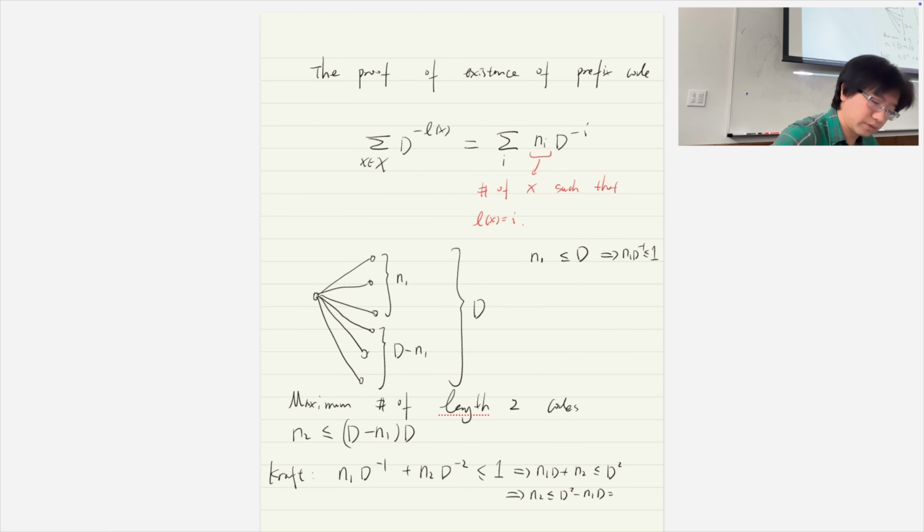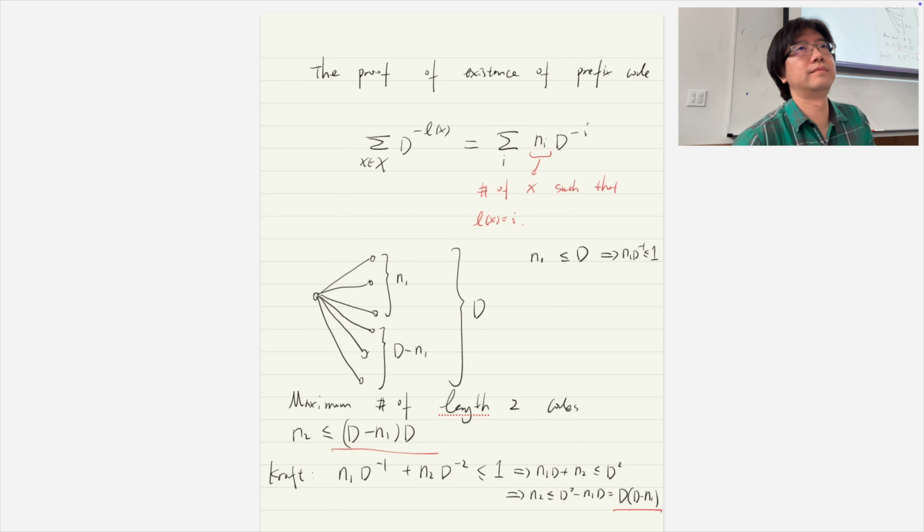Equals D times (D minus n1). Now we can see that this and this are exactly the same. Therefore, we have enough leaves here, and they're all good. It means that we can construct a prefix code. The way is the same: you can just pick numbers here in order and label them. Okay, are we done?